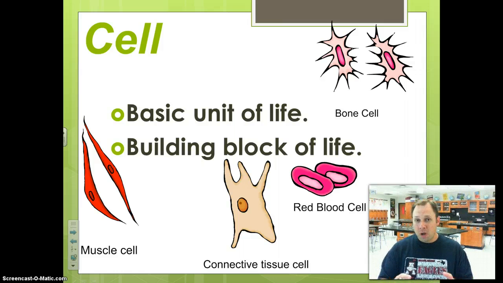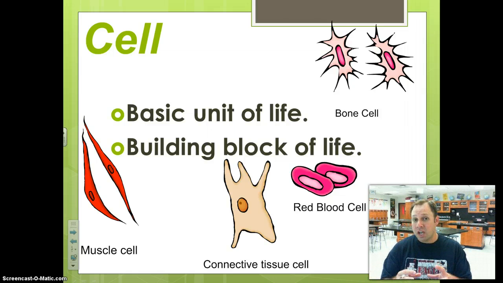So our smallest beginning part is the cell. We learned from cell theory that cells are the basic structure and function in living things. The most basic structure within living things, the cell. Okay, so we start off with cells. Here I've got some examples of cells. I've got muscle cell, connective tissue cell, red blood cell, bone cell, and so forth.